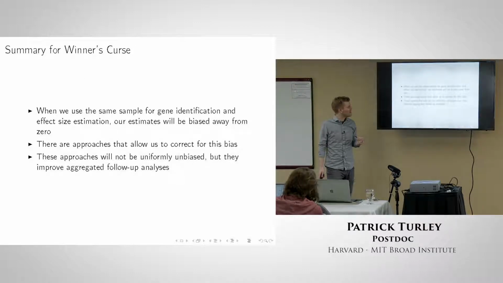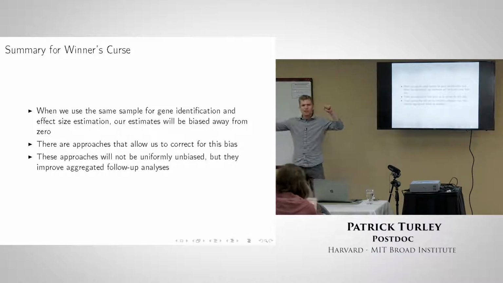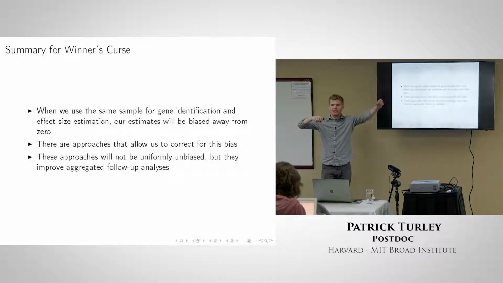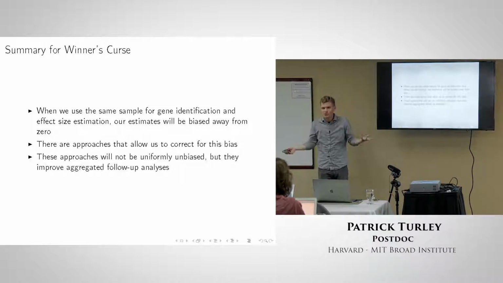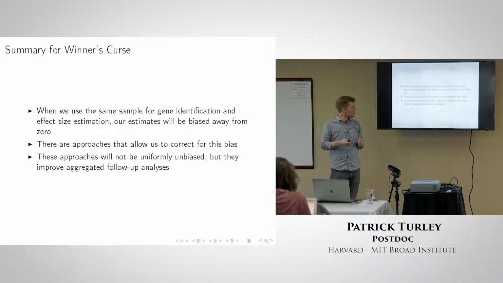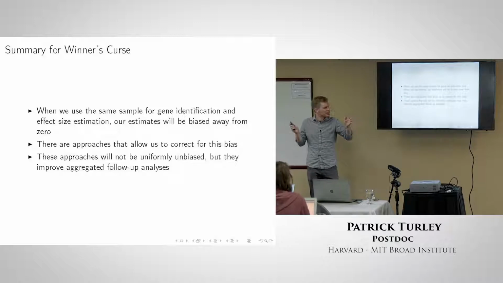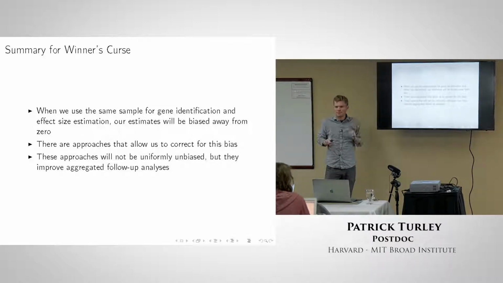Happy? Okay, great. So for winner's curse, the big point is that we shouldn't use the same data set for discovery as we do for sample size estimation, or if we use the same samples for that, we should understand that our estimates may be biased upwards, or away from zero, due to winner's curse. There are approaches that allow us to correct for this bias, with limitations, though. Okay, that's all I plan to say about winner's curse. Do other people have questions?